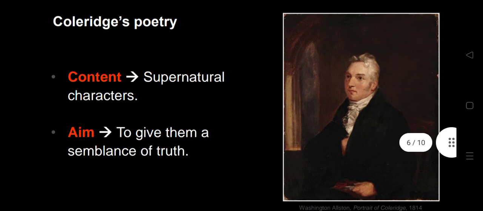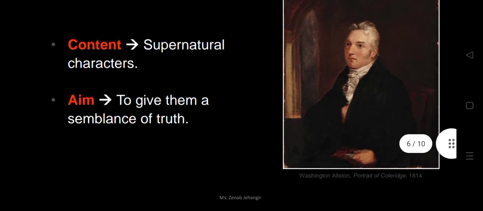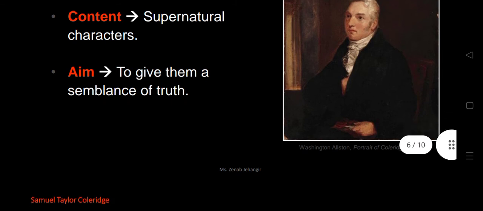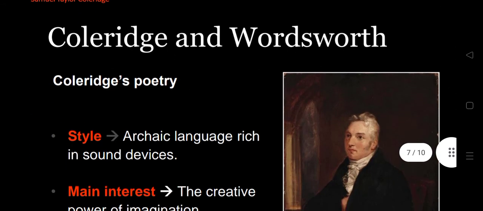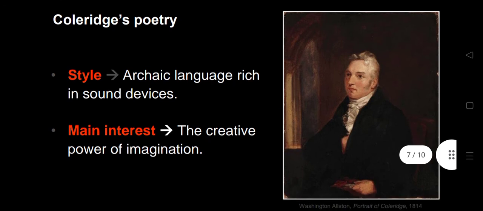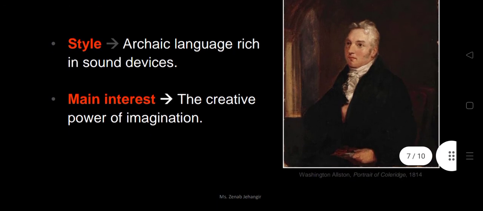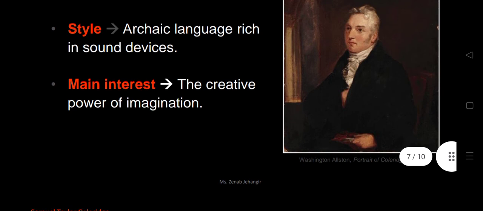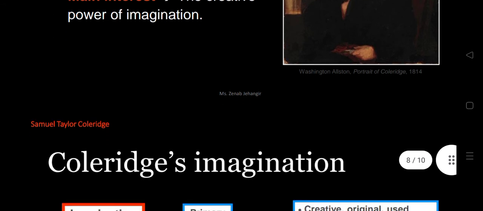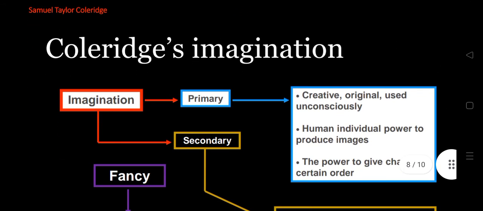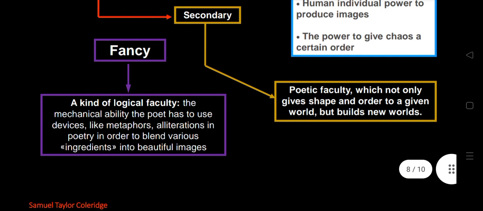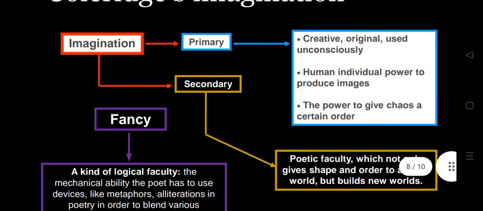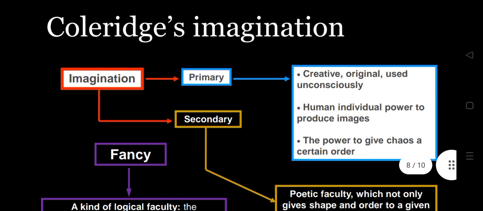The contents of Coleridge's work include supernatural characters or supernatural elements, and its aim is to give a semblance of truth. Coleridge's poetry style is archaic language, old, rich in sound devices, and his main interest is the creative power of imagination. That is very important. We discuss Coleridge's imagination in 3 parts: primary, secondary, and fancy.